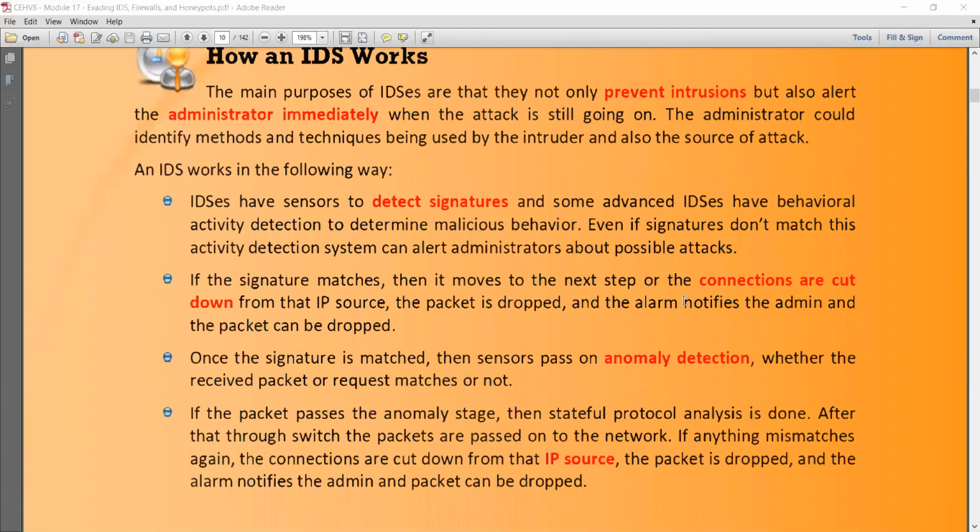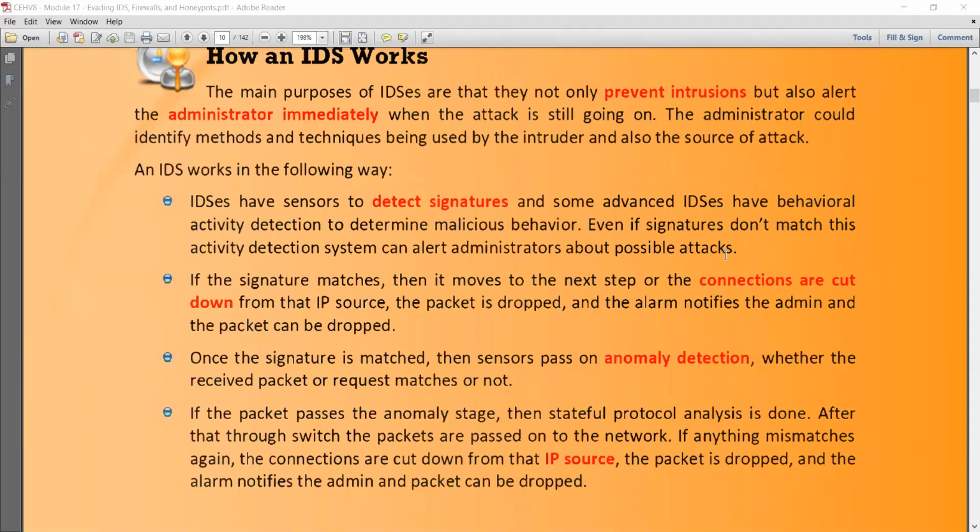Here, the main purpose of an IDS is not only to prevent intrusion, but also to alert the administrator immediately when an attack is going on. The administrator can identify the methods and techniques being used by the intruder and also the source of the attack. An IDS works in the following way. An IDS has sensors to detect signatures, and some advanced IDS have behavioral activity detection to determine malicious behavior. Even if the signature does not match the activity, the detection system can alert the administrator about a possible attack.